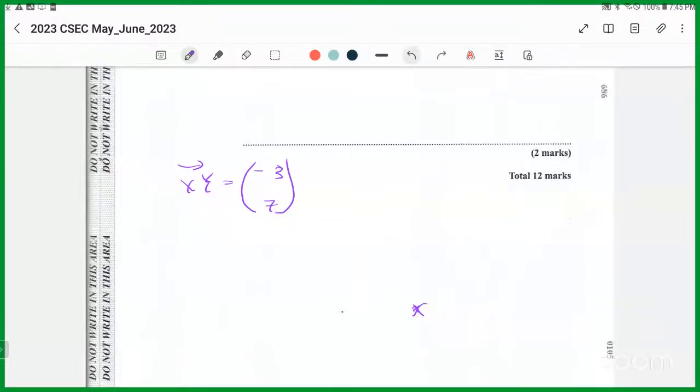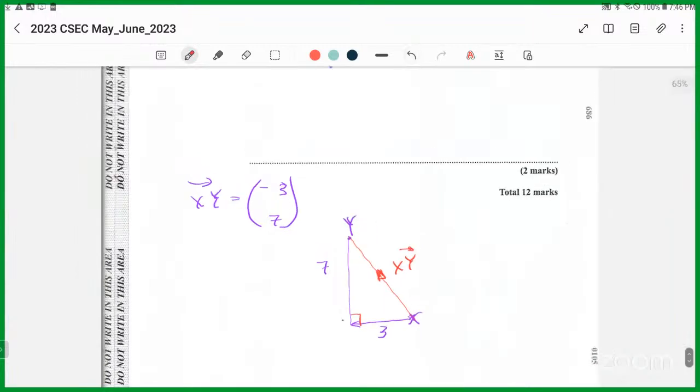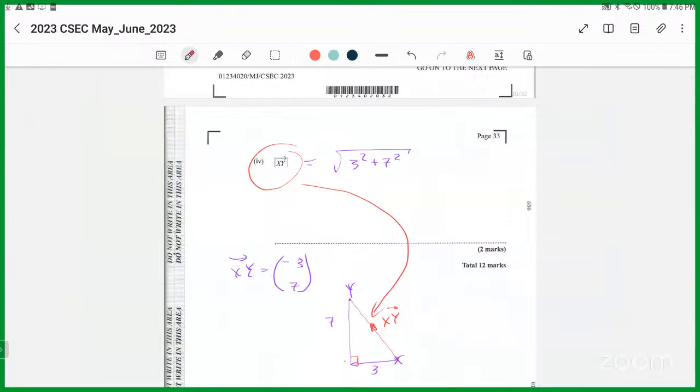That's what it means. To go from X to Y, you go 3 to the left and 7 up. We reach Y. This is the vector XY. Okay, that's the vector XY. Its components are 3 to the left, 7 up. This modulus is asking for the length of this line. It will give you the length of that line.